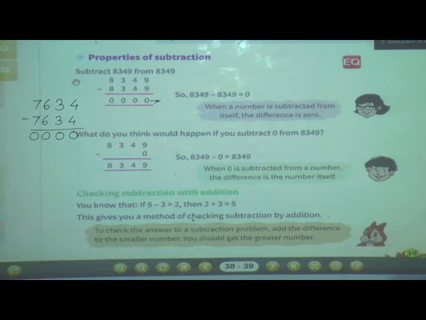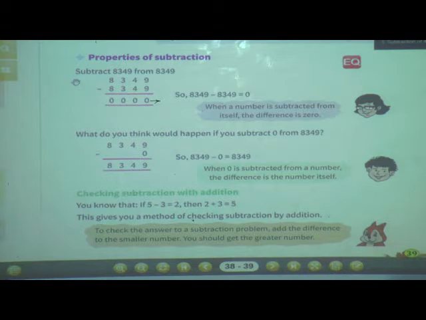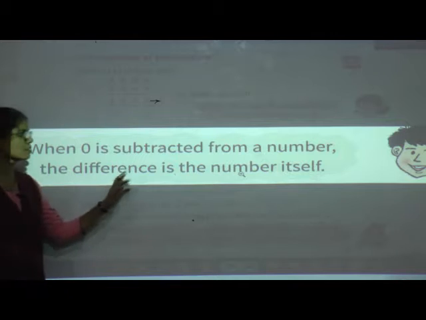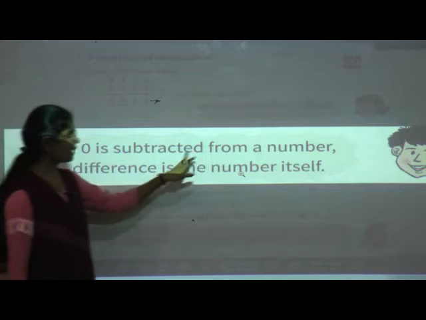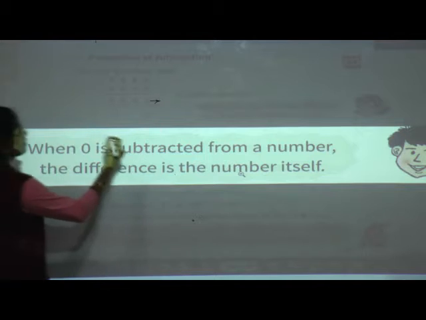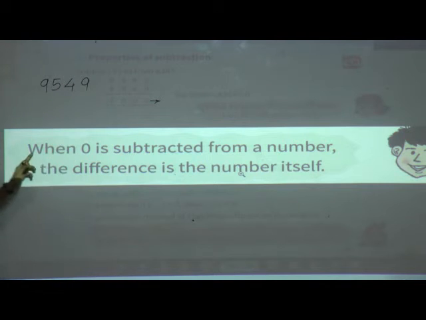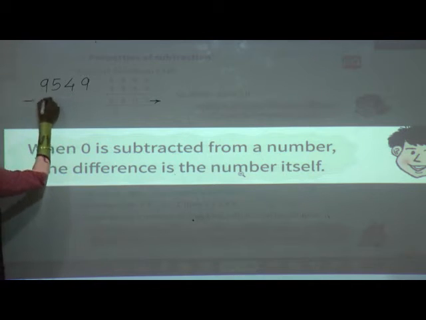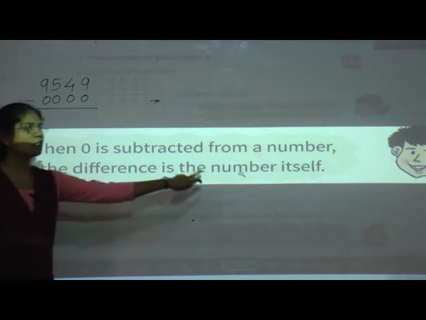Now there is one more property of subtraction. The second property is when a 0 is subtracted from a number, the difference is the number itself. What is the property? When 0 is subtracted from a number. Now one number we will take. Suppose the number is 9549. When 0 is subtracted from a number, means we have to subtract 0 from the number. Then the difference is the number itself.